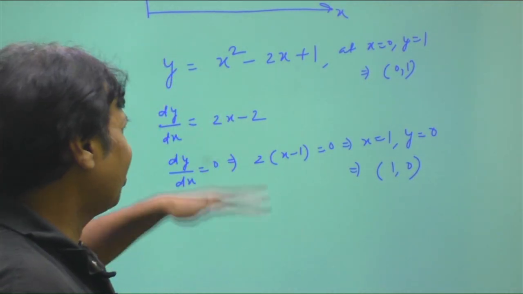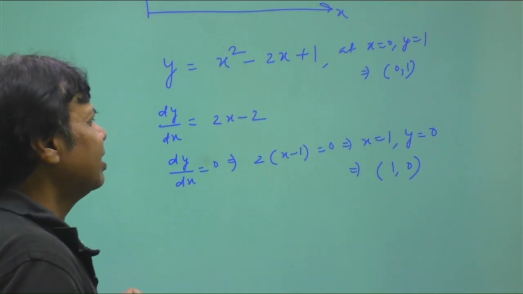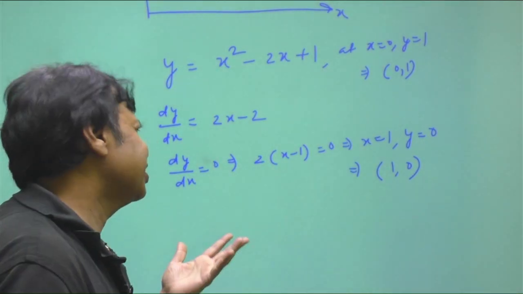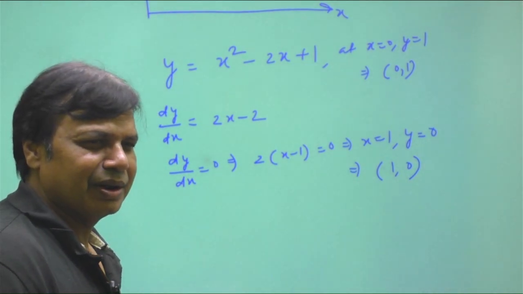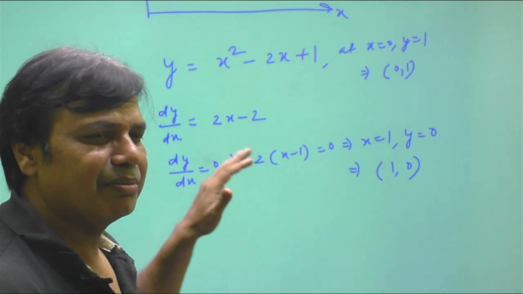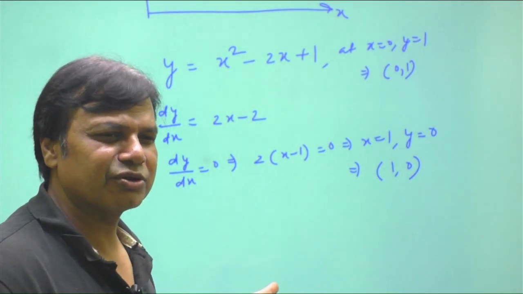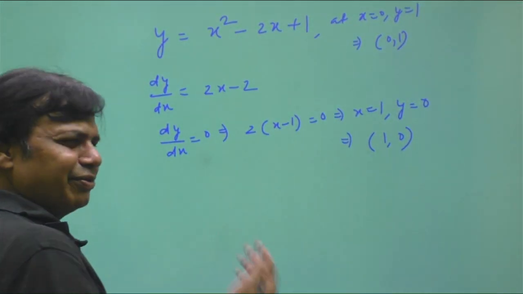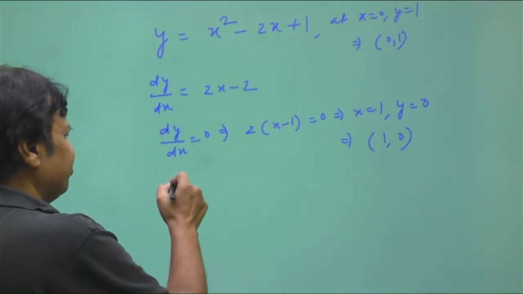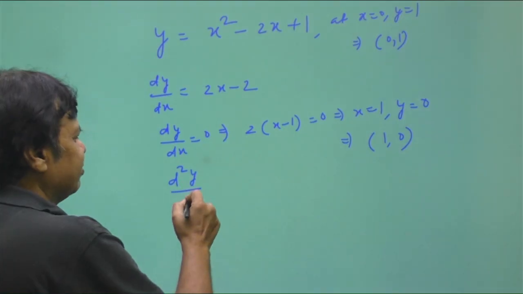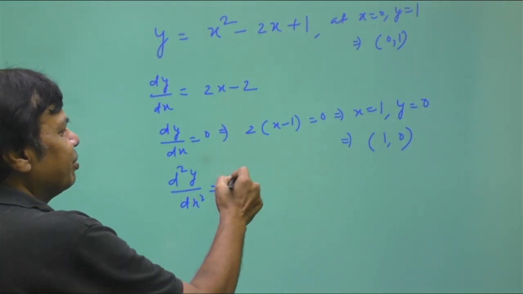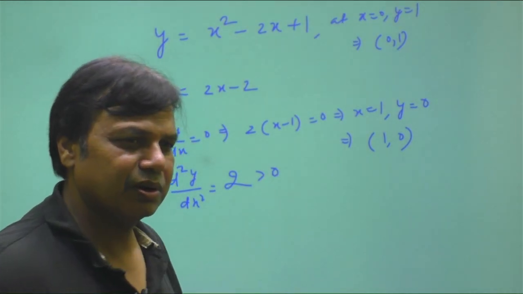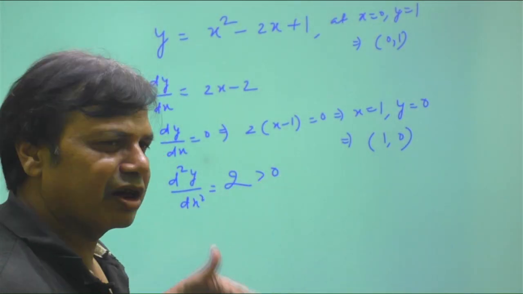And if you got this, I don't think you need any more things to find out. But you can find d2y upon dx square as well. If you are willing to find it, just try to find out d2y upon dx square. And this will be nothing but 2 only. And 2 is positive. So it decides the concavity of the curve.